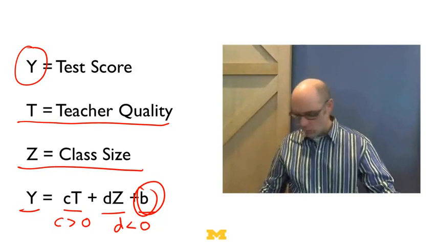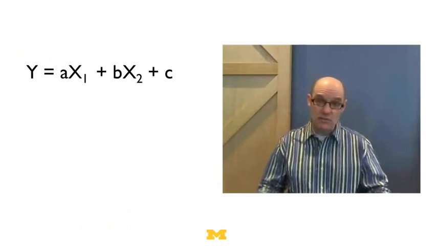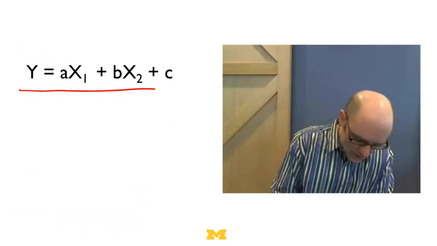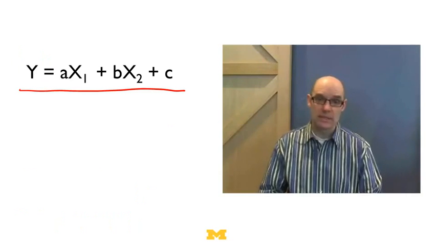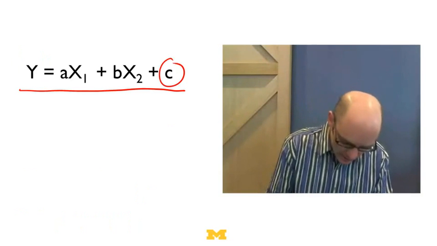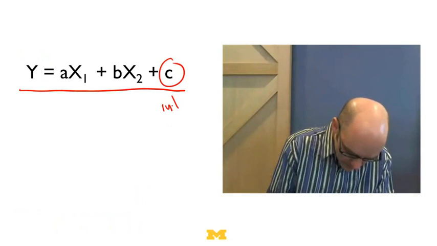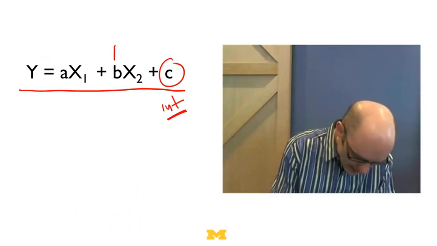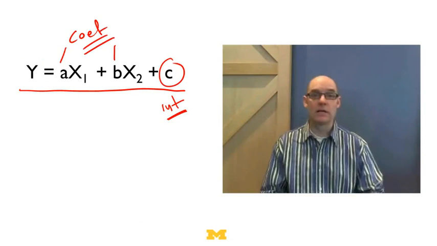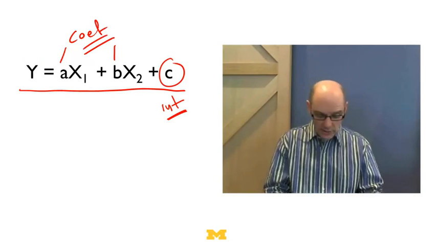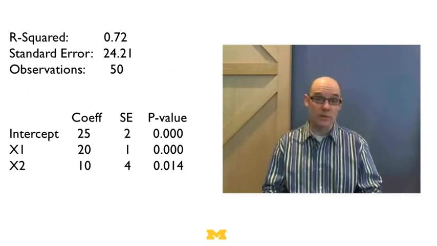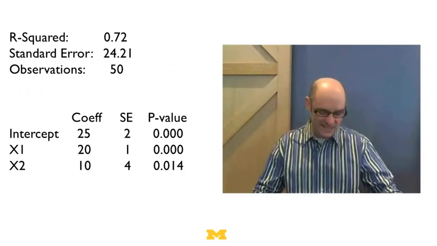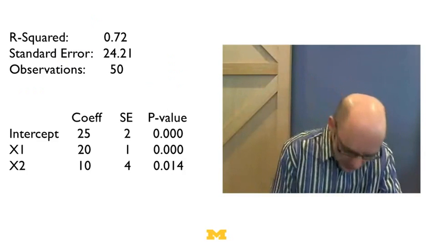So let's go back and take just a generic model where we have y equals ax1 plus bx2 plus c. So c here is going to be our intercept. And a and b, these are the coefficients of our independent variables. And what we want to do is look at the output, which is going to tell us something about those coefficients. So here we go. Here's some regression output. Looks a little scary, but let's just relax a second. Let's look first and see what we see.